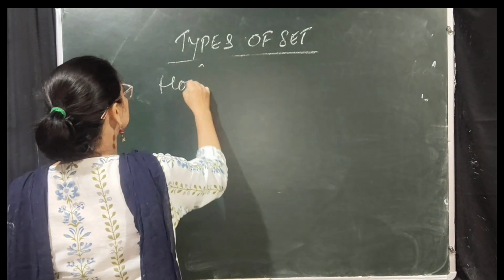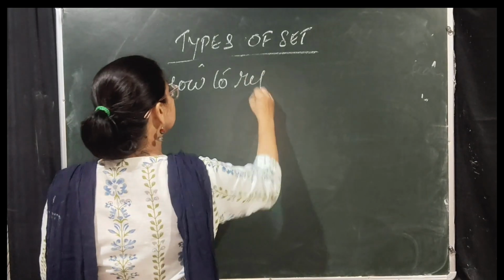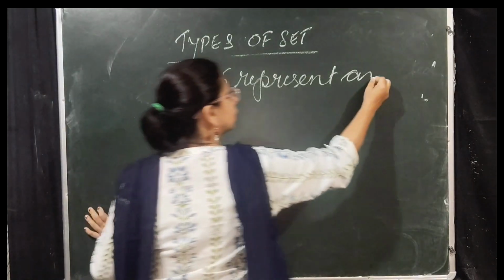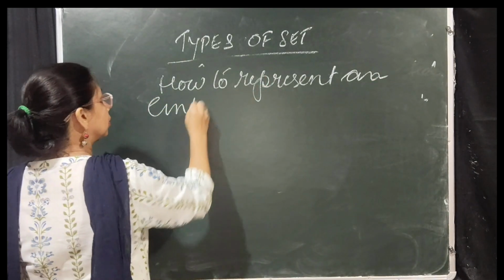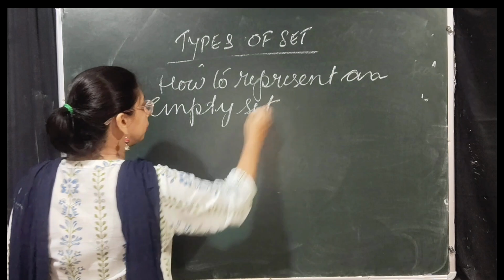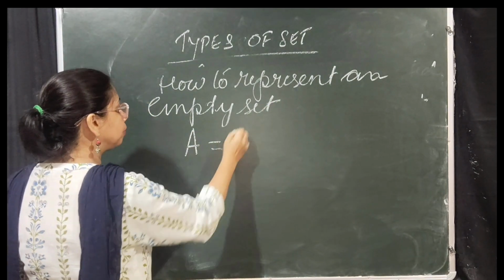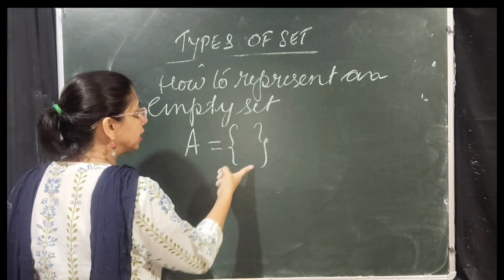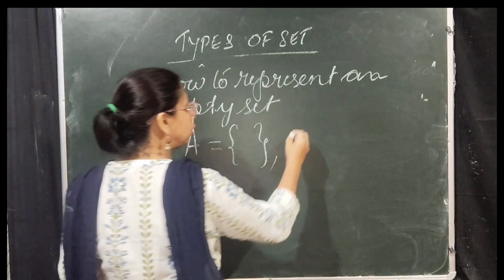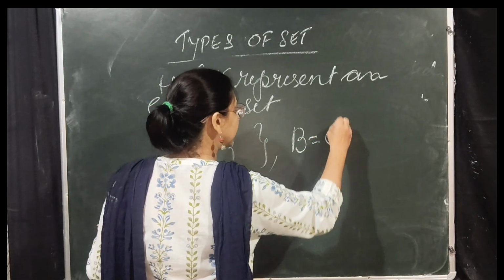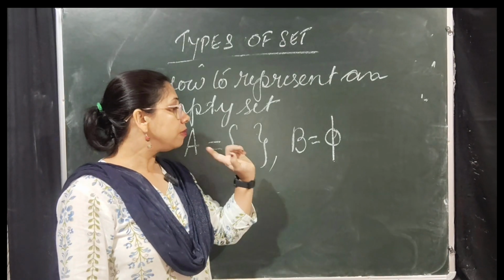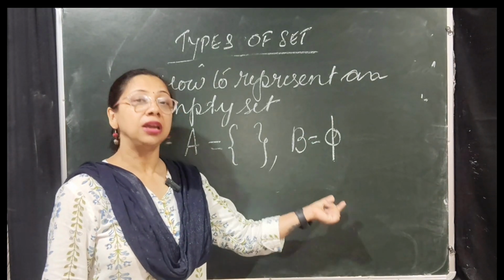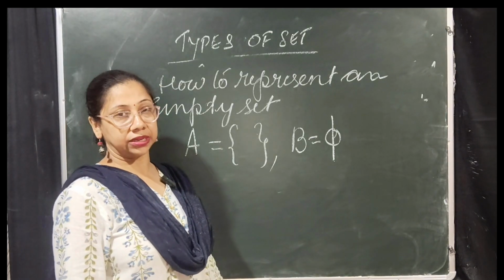How to represent an empty set? Well, we can represent an empty set by putting 2 curly brackets and inside nothing, or we can represent an empty set by a Greek letter phi. This one is known as phi. If I am writing b equals to phi, it means that b is a null set.